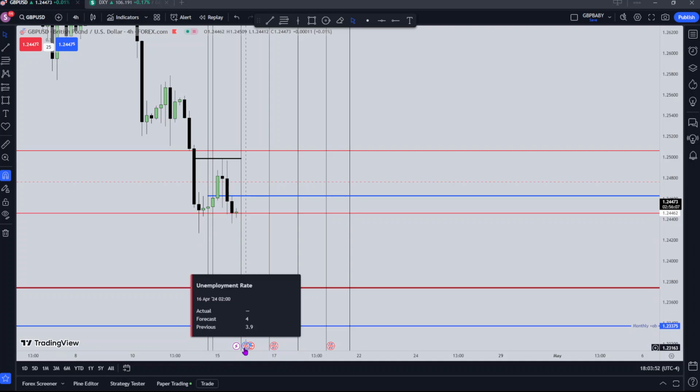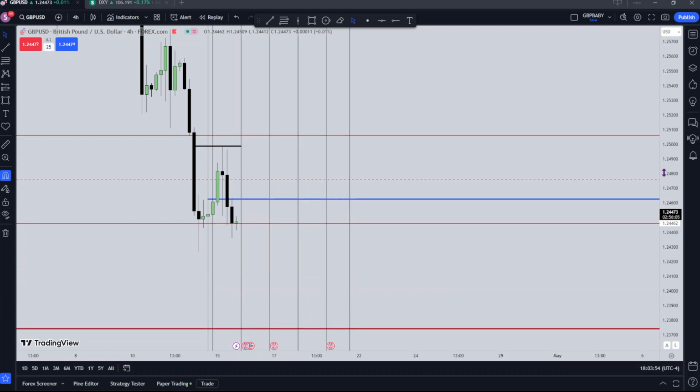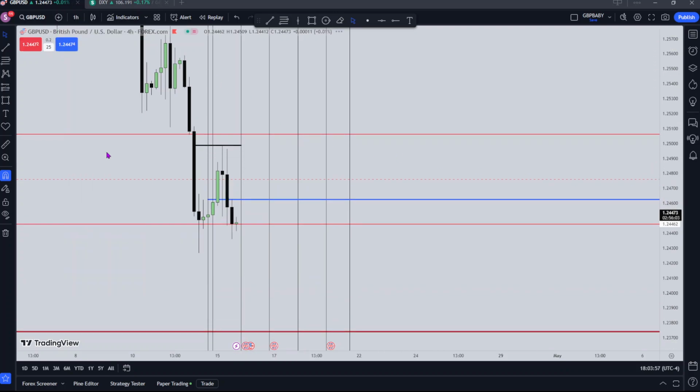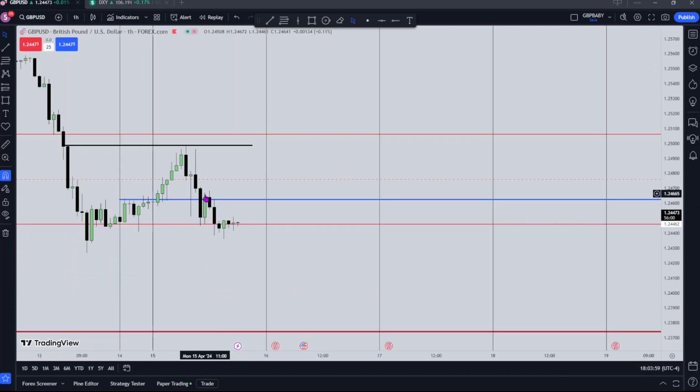And we may see that with the unemployment rate at 2 a.m. So definitely something to consider. If we drop down to the 1 hour, you'll see that this blue level lines up with this bearish order block.